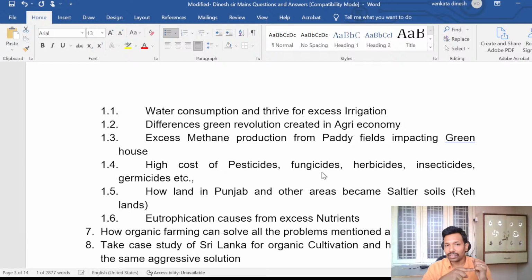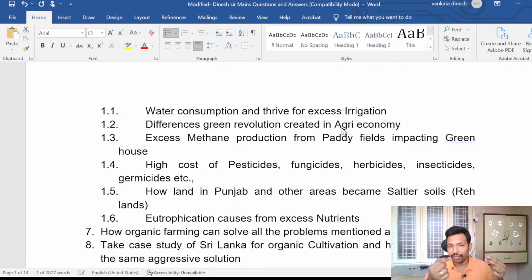The differences the green revolution created in the agri economy, you have to mention as a point. And in conclusion, you can mention excess methane production from paddy fields impacting greenhouse gases. The same points itself you can mention. You don't need to elaborate each and every statement as a paragraph. Mention the same statement. High cost of pesticide, fungicide, herbicide, insecticide, germicide, weedicide, all the cides. It is becoming very costly.